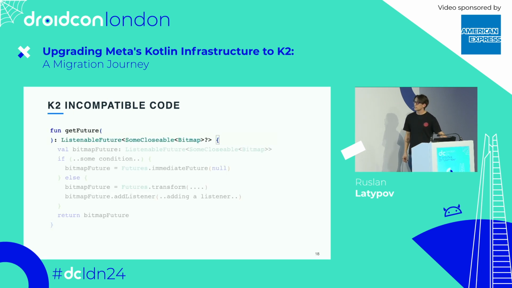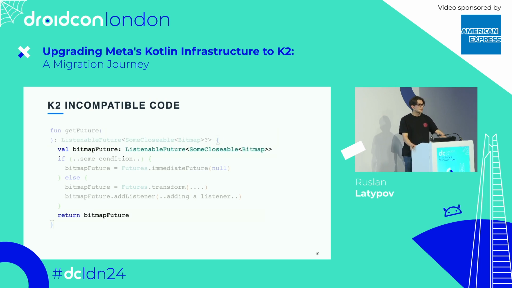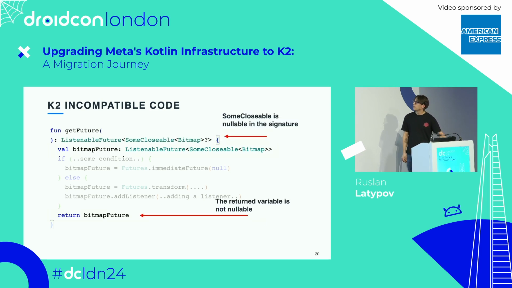So let's get to an example. We have a function returning a ListenableFuture with type SomeClosable. SomeClosable is a nullable type. And we are declaring a variable, and we are assigning different values to this variable based on a condition. The declared variable is returned at the end of the execution. So in this example, in the function signature, SomeClosable is nullable, but the return type is not. Does it look confusing to you?